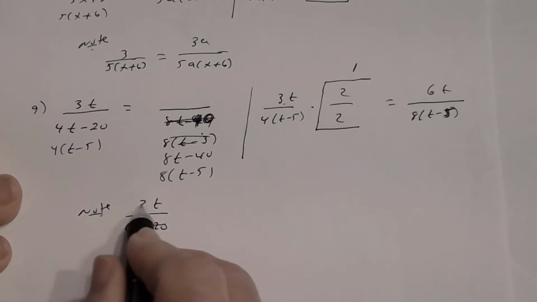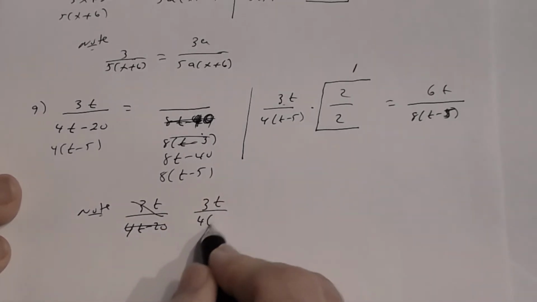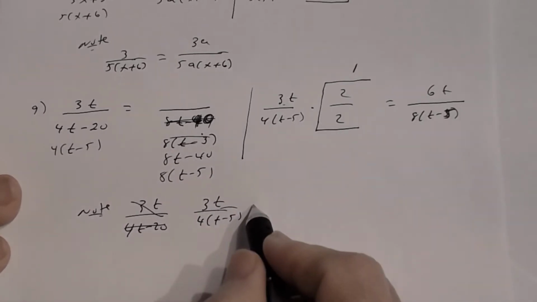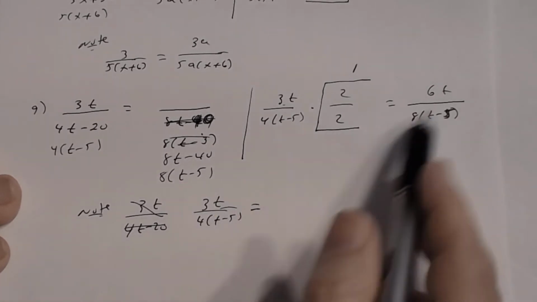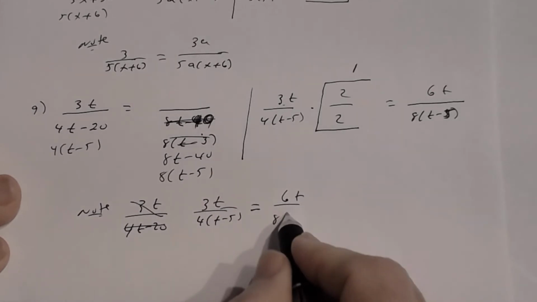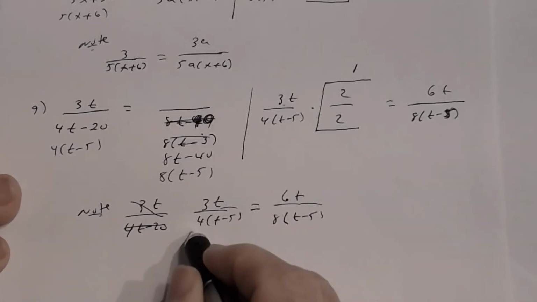But I would write it in factored form. So I would say 3t divided by 4 times t minus 5, because in the next lesson, when you add and subtract, writing in factored form will be important. Is going to equal 6t divided by 8 times t minus 5. Okay, so that's what you found.